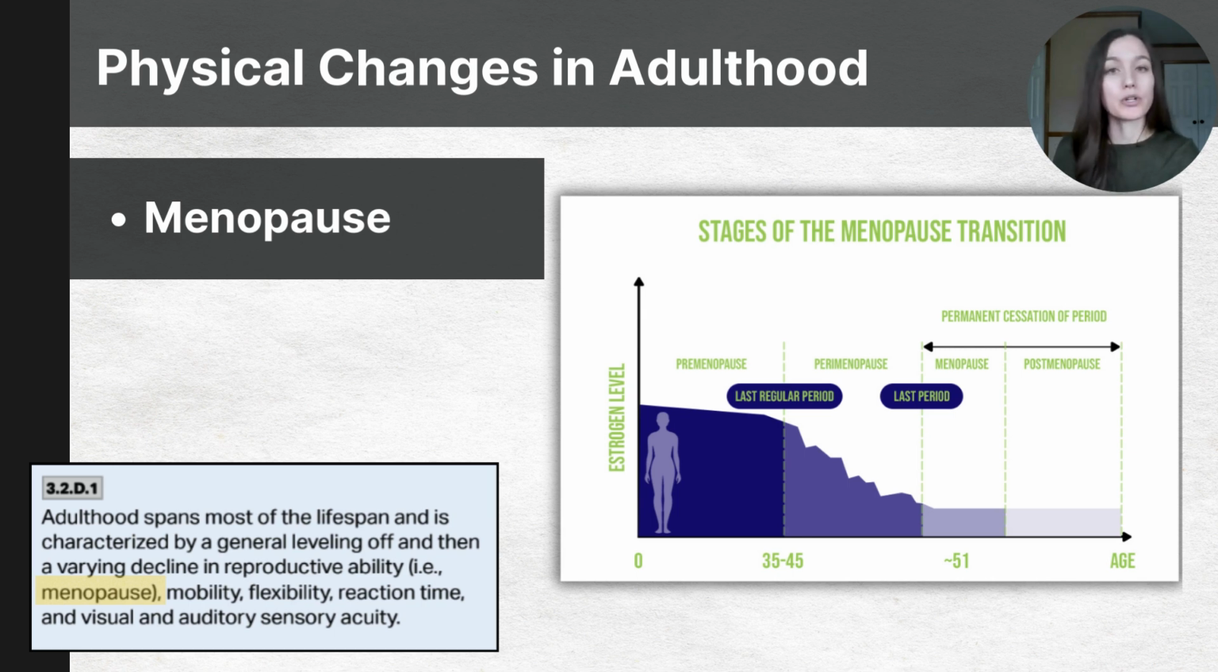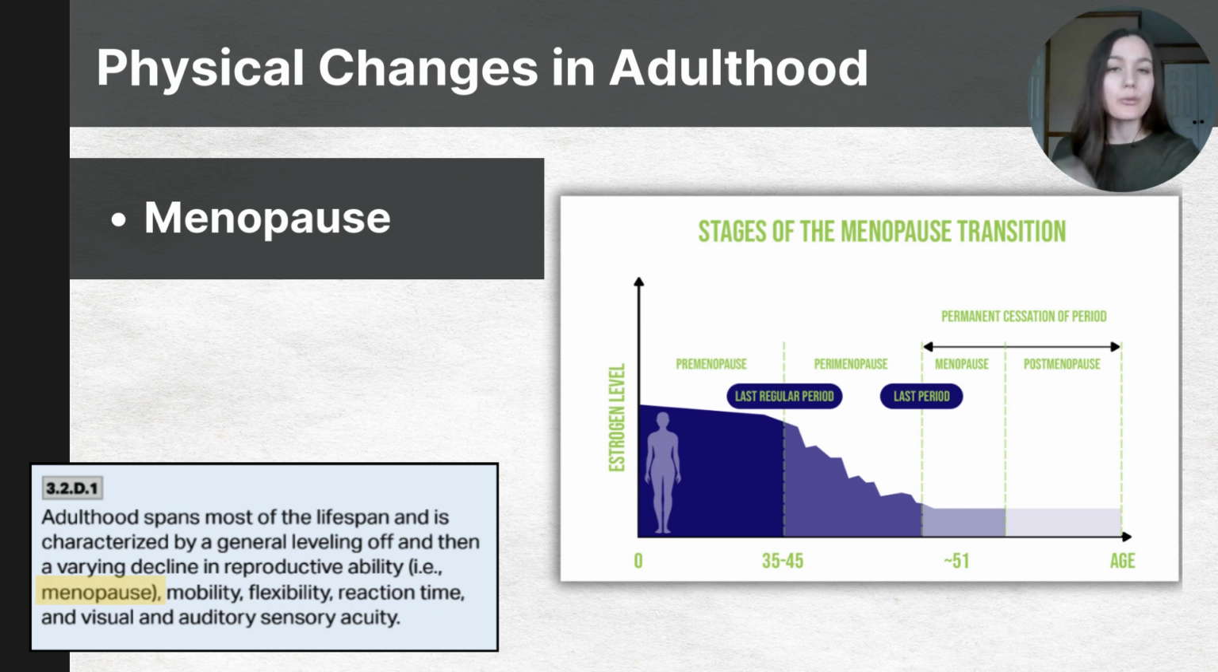As women move through adulthood, one of the most noticeable changes in their physical and reproductive ability is a stage referred to as menopause, which typically occurs between the ages of 45 and 55. During this time, the ovaries stop releasing eggs and the woman's menstrual cycle comes to an end. This leads to a decrease in the production of estrogen and progesterone, which can bring about symptoms like hot flashes, mood swings, and changes in sleep patterns.